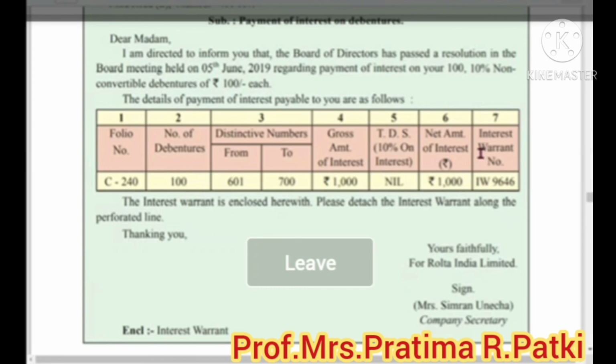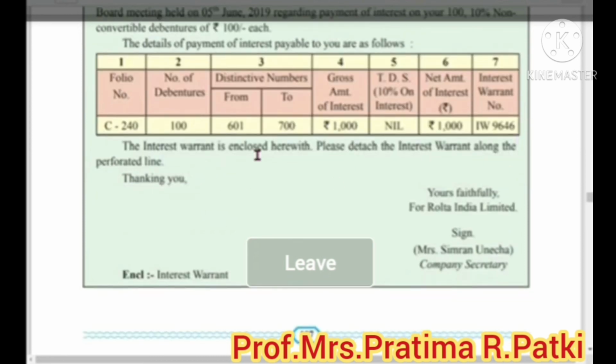Okay, and then the interest warrant number. Now the interest warrant is enclosed herewith. Again the word enclosed herewith. That means you have to show an enclosure. Okay, please detach the interest warrant along the perforated line. That means in your letter, when the allotment letter is received, there is a perforated line, which is to be torn, and the letter of debentures is given to the company and the debenture certificate is received.